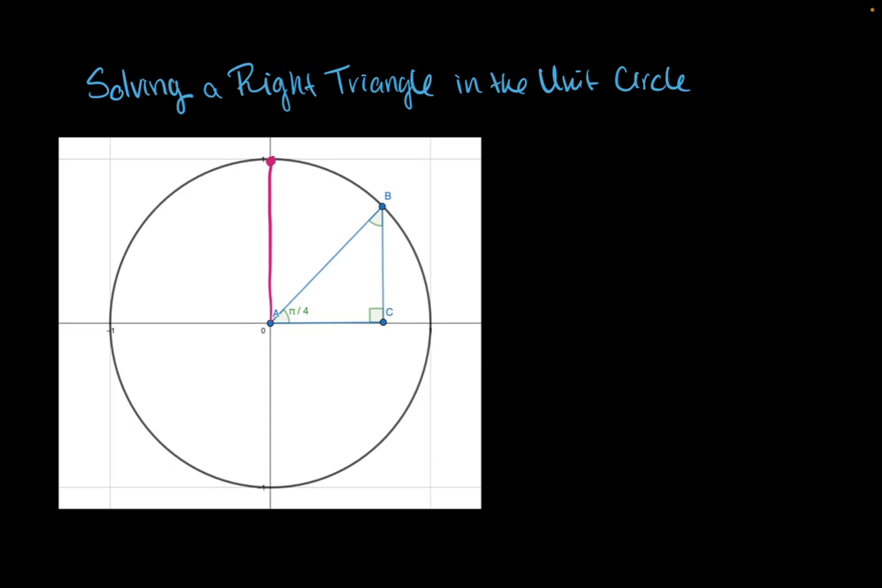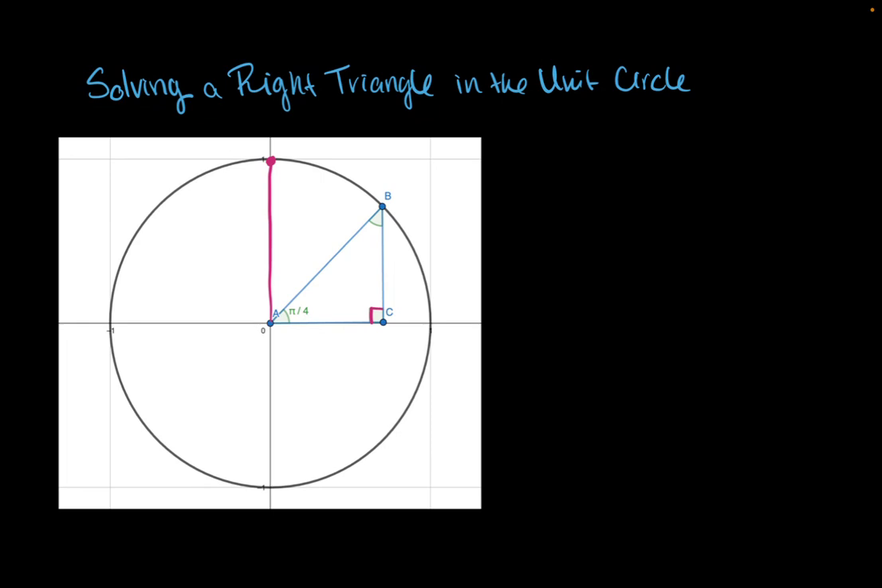So this is a unit circle, and in this triangle, we want to solve for all of the missing parts of our triangle. We're going to solve for our side lengths, and then we want to solve for our missing angles. So let's start with our missing angle. I know that the angle at the point A is pi over 4 radians. I was given that, and I know that this is a right triangle. I can see my right triangle symbol here. So that angle has a measure of 90 degrees, or in radians, we would think of that as pi over 2 radians.